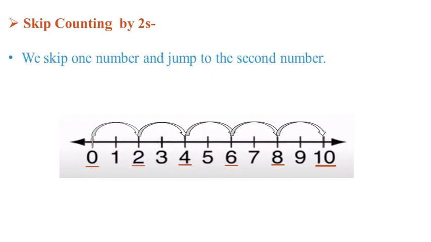Now let's see skip counting by 2s on the number line. And here is the number line from 0 to 10. We skip one number and jump to the second number. Look at the arrow, it starts from number 0. Skip number 1, land on the number 2. Again we skip number 3 and land on the number 4. Similarly, we skip a number every time and land on the numbers 6, 8 and 10.